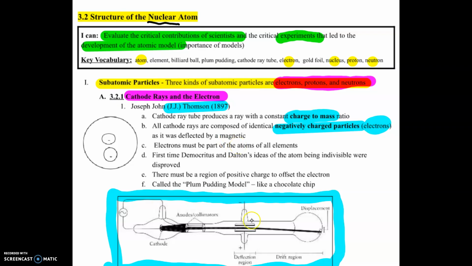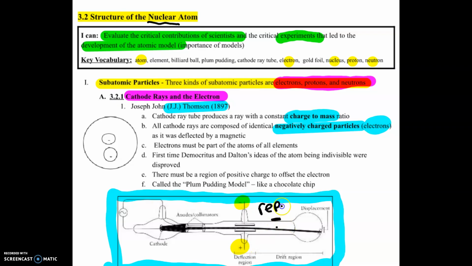So how did he figure all this out? Inside the cathode ray tube, he had a vacuum. He had the source of the cathode ray. He shot the ray through here, and he put a charged plate. So we have a negative charge and a positive charge. If that electron charge is negative, what do like charges do? Yep, like charges repel and opposite charges attract.